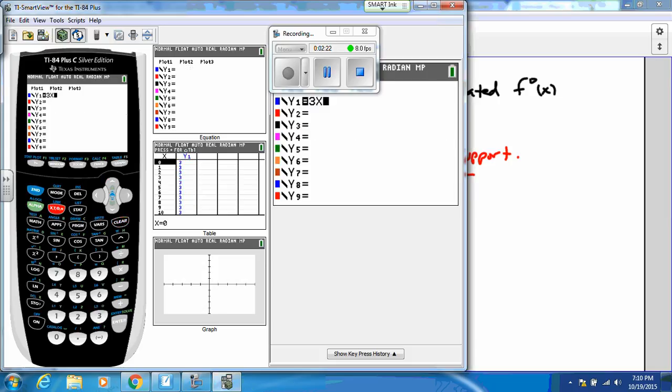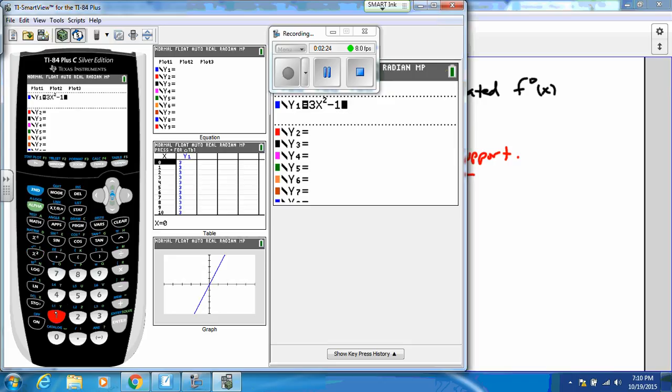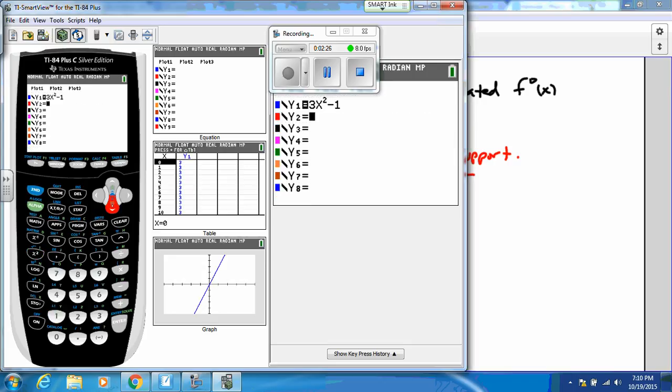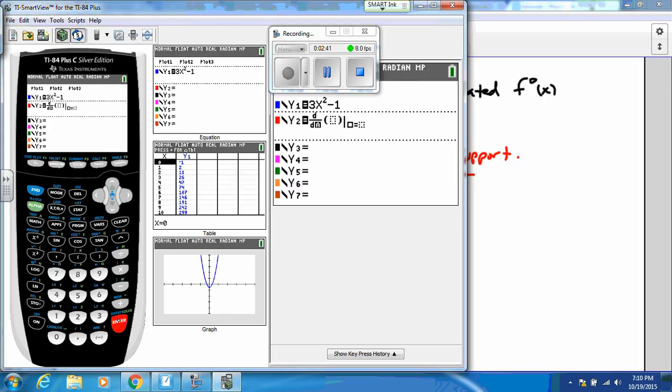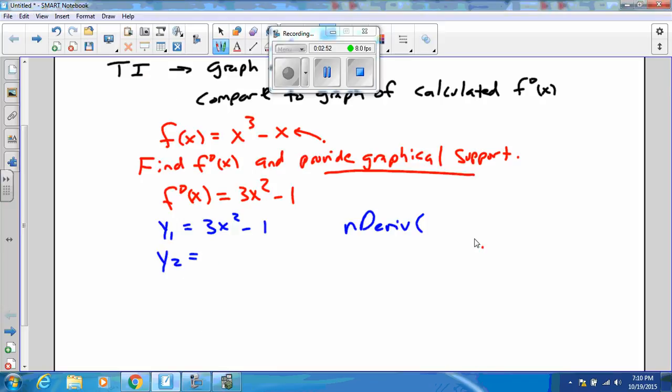We let y1 equal 3x squared minus 1, just like that. And then we're going to let y2 equal, and here's where we use a calculator function. You hit math and go all the way down to option 8, right there, and we get nDeriv. Now, there's a visual difference between the TI-83 and the TI-84, so let me talk about that at this time.